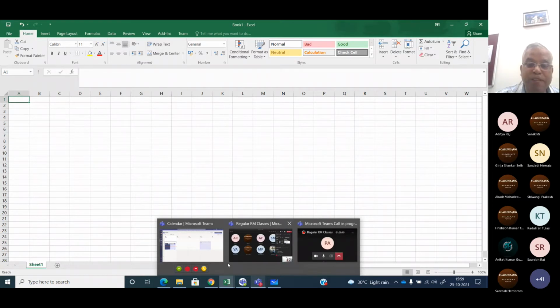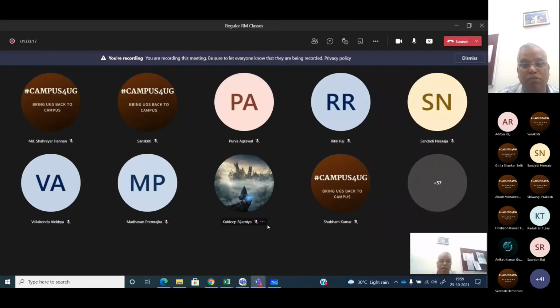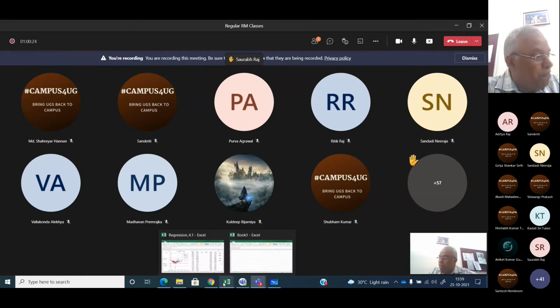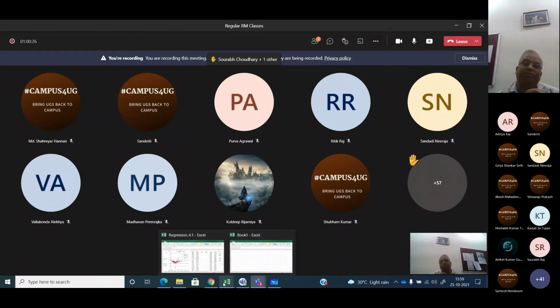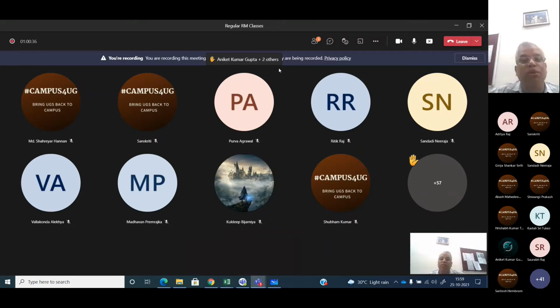Okay. How many of you have the book now? I'm not sure. Sir, page number? Page number 261. Ankit Kumar Gupta and two others have the book. Very nice. Okay.